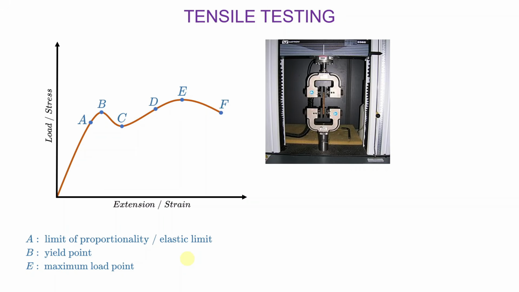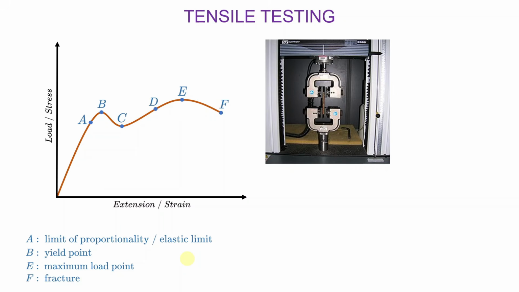And finally, you have point F. Point F is referred to as the fracture load, okay? The load at which the material eventually breaks in two, okay? That is fracture. When it breaks in two, it is fracture. And so point F is fracture, okay?